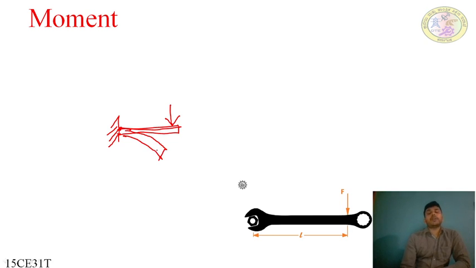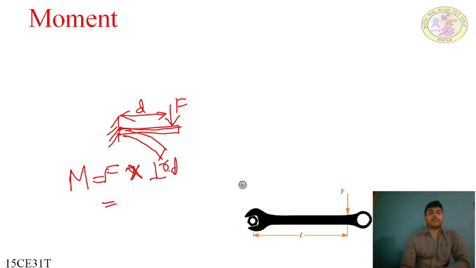It has a rotational effect on the body. This force which makes the rotational effect on the body is called moment, which acts at a certain distance d. It is mathematically defined as moment equals force into perpendicular distance, that is d. Moment is equal to F into d.